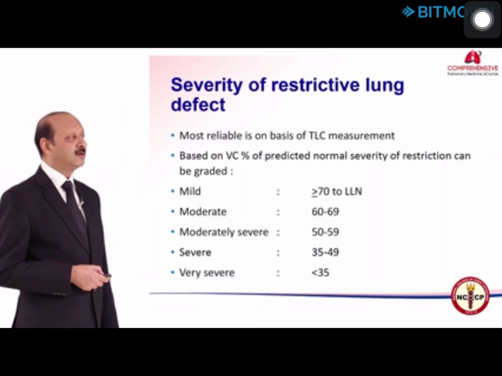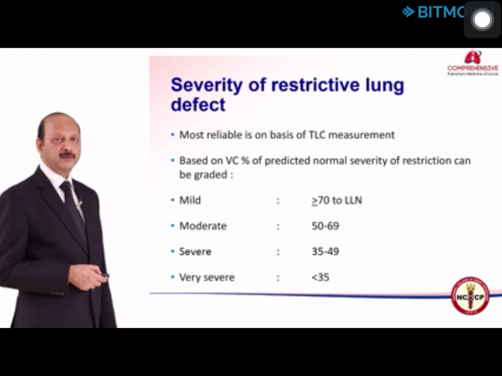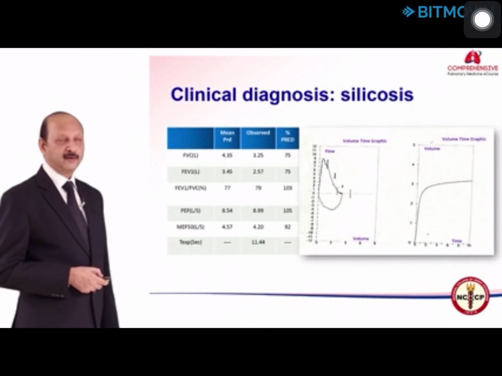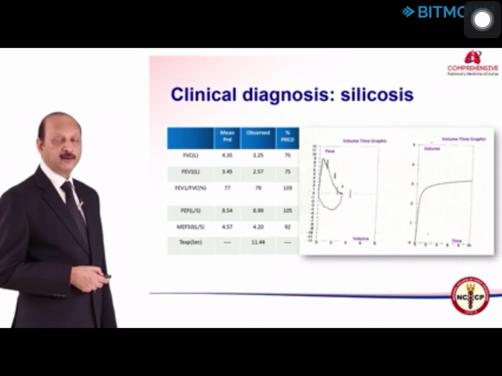Here again, if we club the moderate and moderately severe, then it comes to mild more than 70% to the lower limit of normal, moderate 50 to 69, and so on. Let us see an example. A case of silicosis comes to the lab. Again, first look at the curve, not the values. The curve is acceptable. Next step, look at the ratio, that is normal.